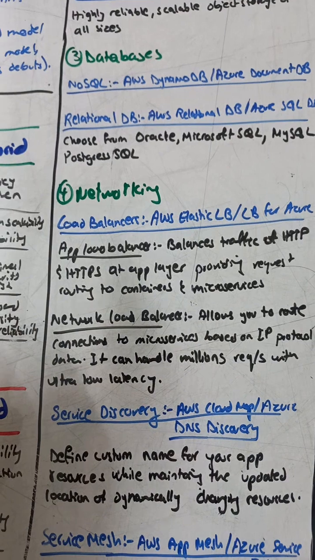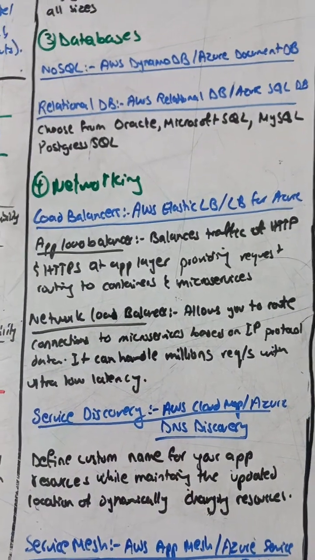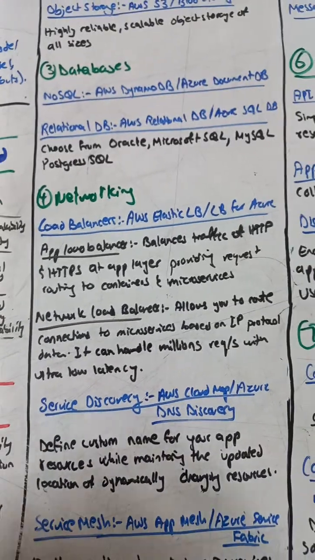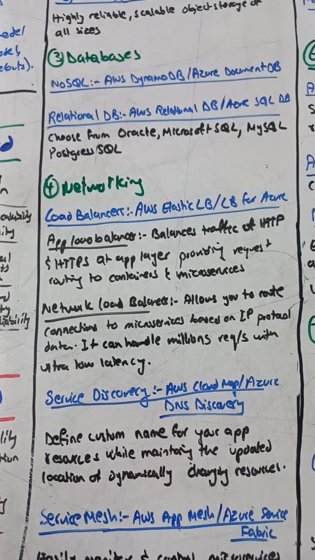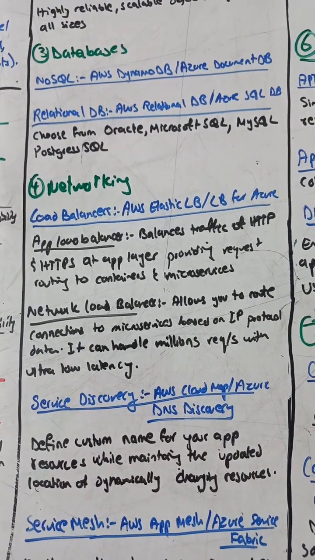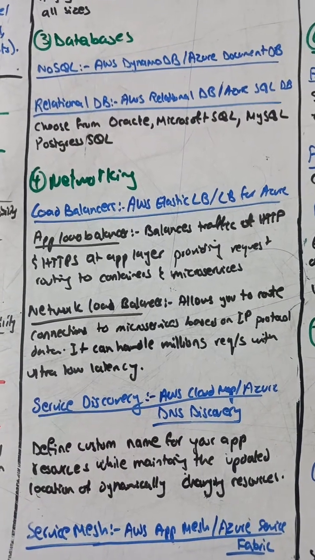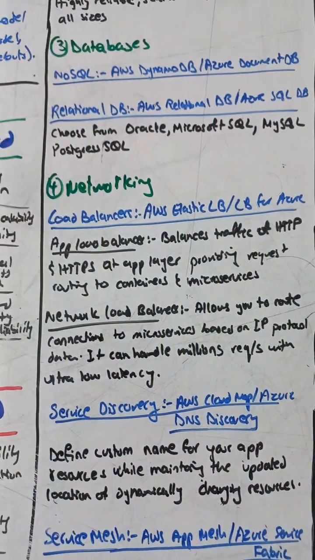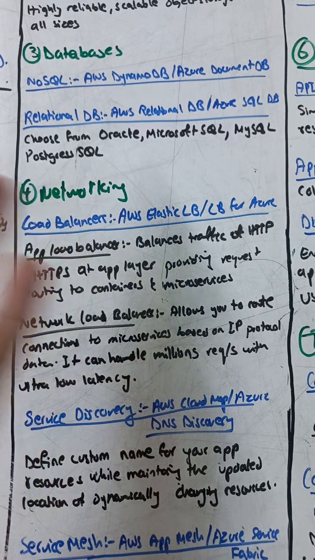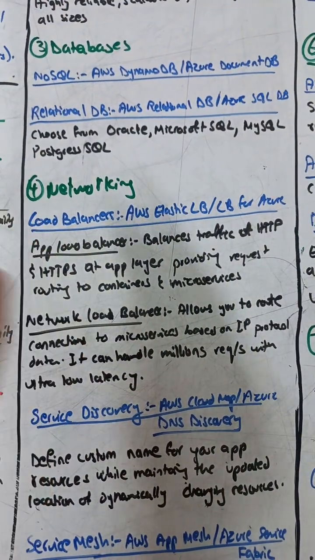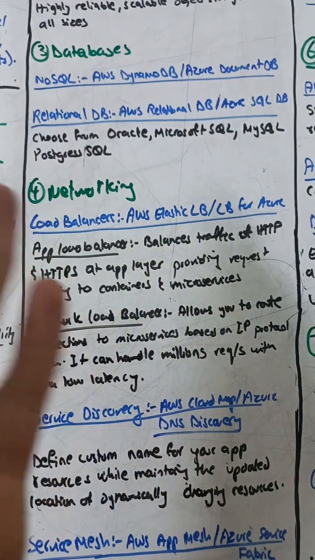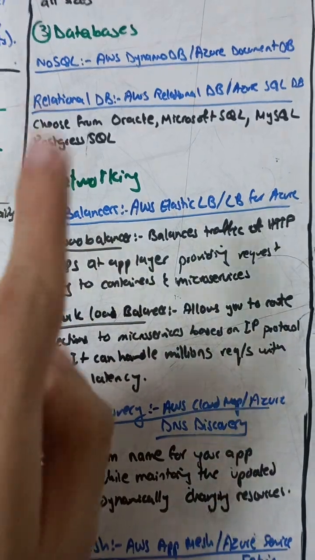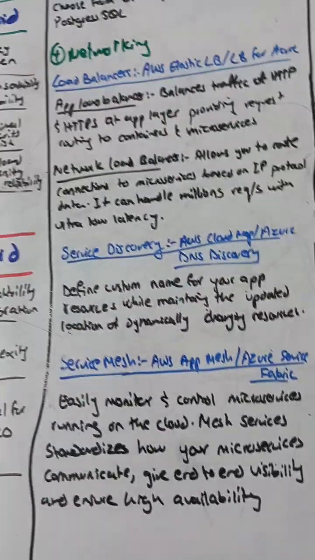One is at the application level, which handles the HTTP and HTTPS requests at app level, providing request routing to containers and microservices. The second is network load balancers, which is basically on the network level, and it is handling millions of requests per second with ultra low latency. So it basically allows you to route connections to different microservices. So this is for balancing your HTTP and HTTPS traffic towards the containers and microservices at the application level, and this is for your network level.